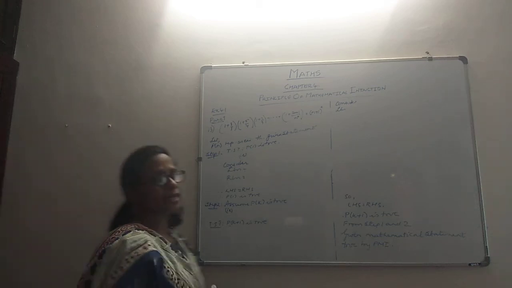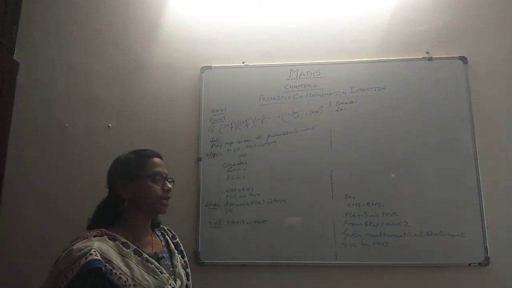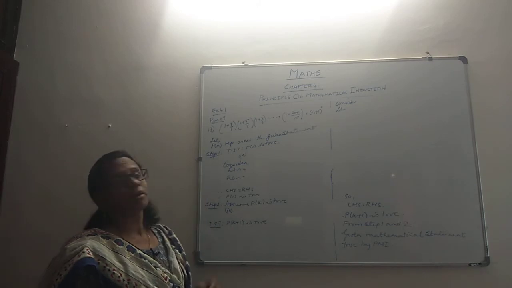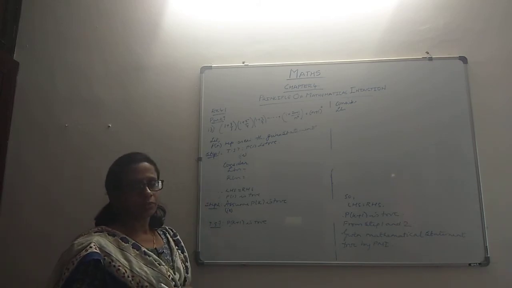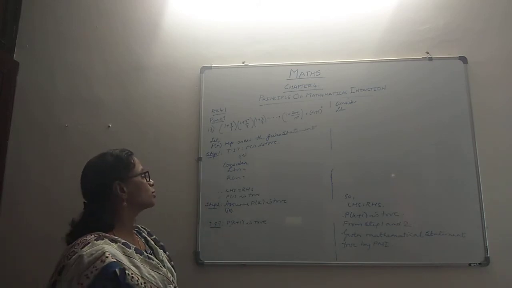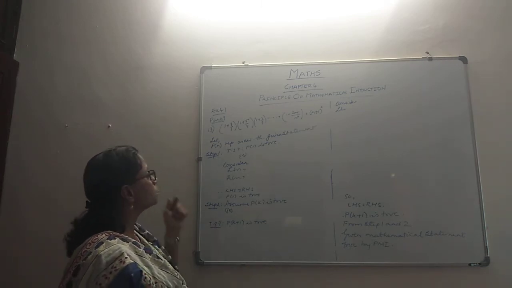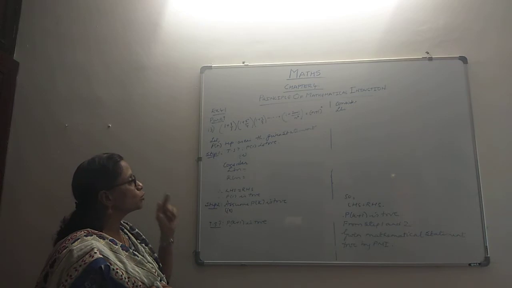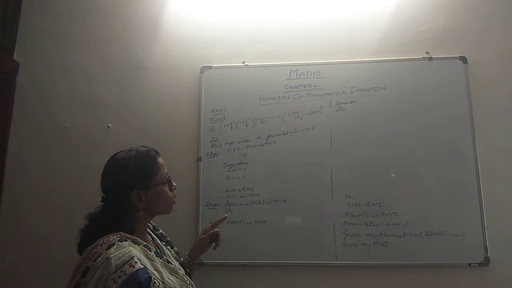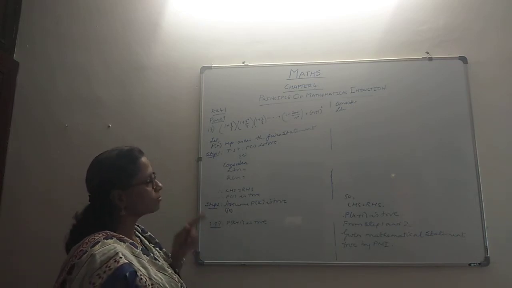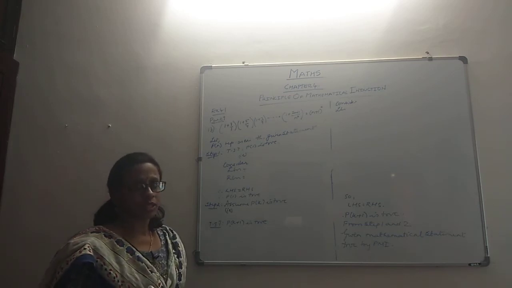Hello folks, we are taking part 7 of our exercise 4.1. The problem number 13 is there. We are going to continue with this and see how the working comes up. You have got to show that (1 + 3/1)(1 + 5/4)(1 + 7/9) and so on, up to (1 + (2n+1)/n²), is actually (n+1)².